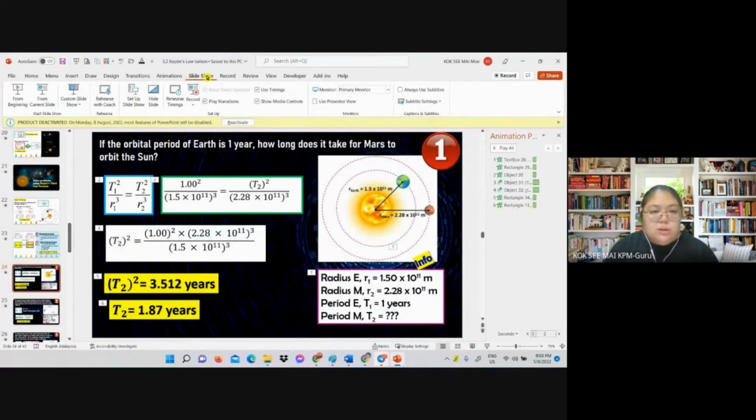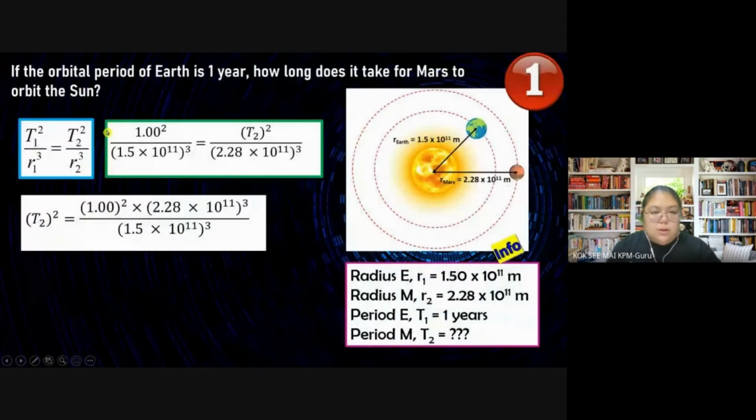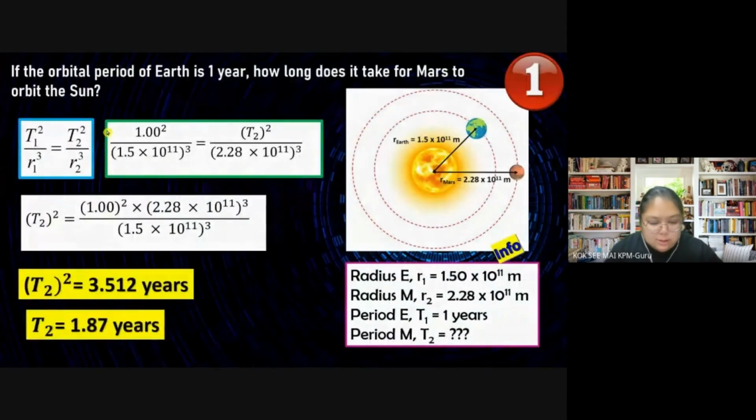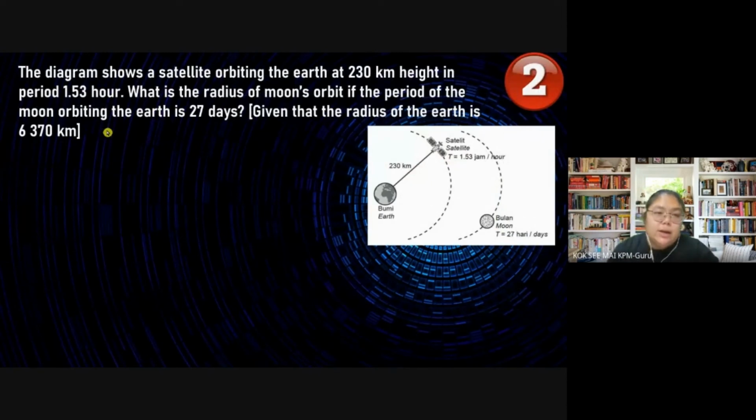Okay, so we continue to the next question, number 2. We see this one is also the same, but this one has a satellite. Now the diagram shows a satellite orbiting the Earth, with the height H. There is a distance, and the period is 1.53. So I can take this one as H, and this one as T1 for the satellite.